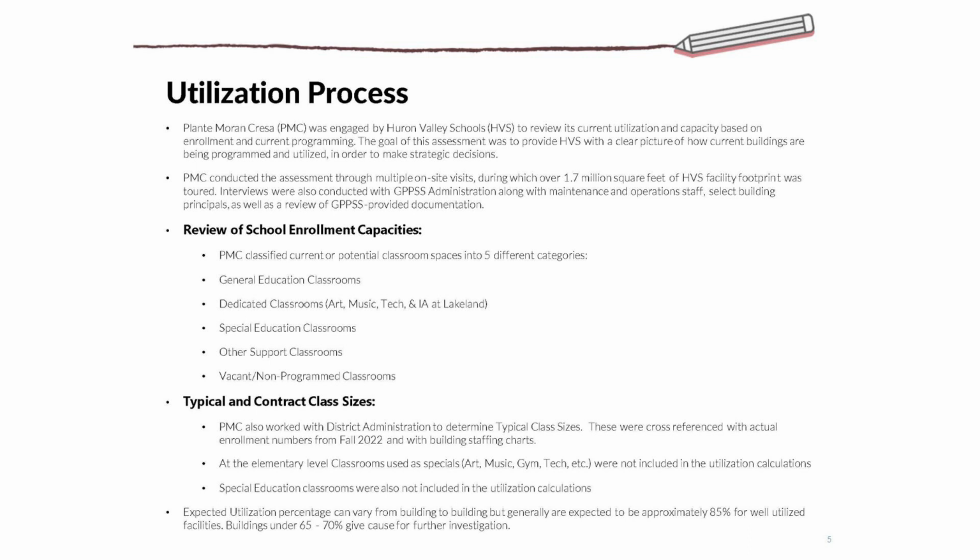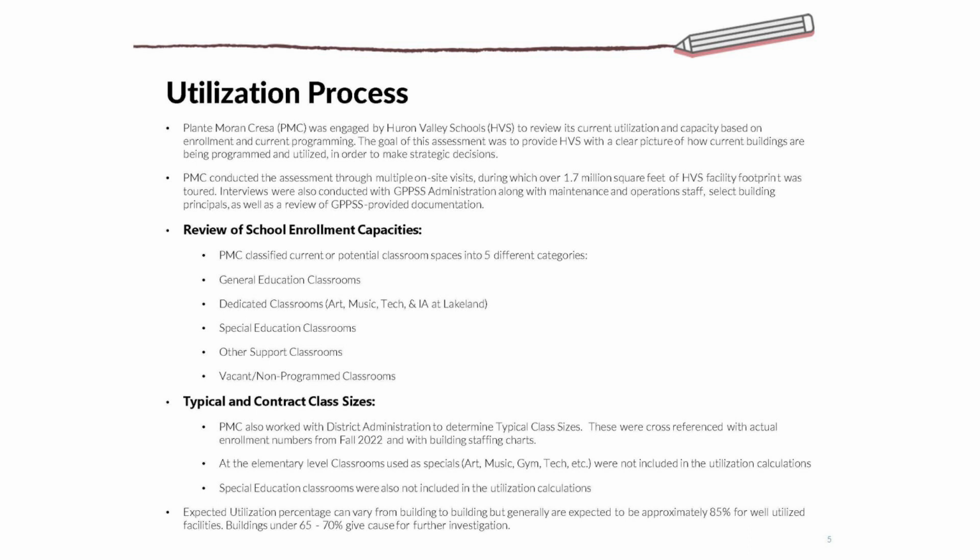So there's a first grade classroom. They get up and they go to art for an hour and then they come back. So we don't want to double count those, right? Because that's the same class using a different space. So we try to segregate out those a little bit differently. And then special education classrooms, other support classrooms, and then vacant or non-utilized classrooms are really the 5 different categories.